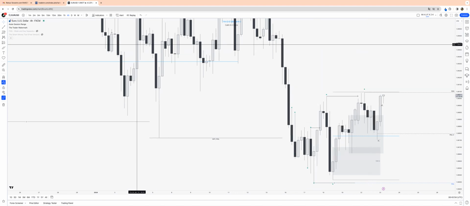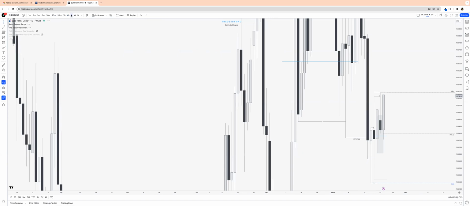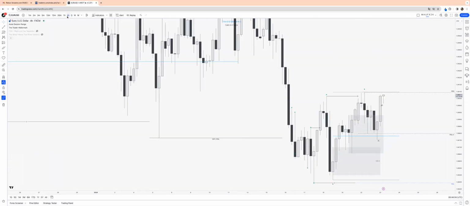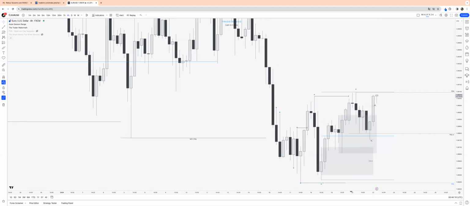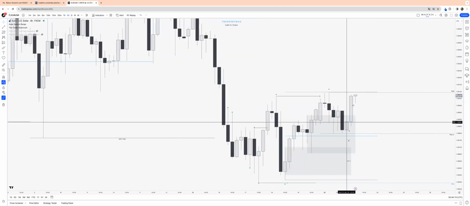Hold up. I think I marked out the wrong one there. We can see that we took out previous daily lows. We immediately turned around, left that wick, a bullish closure, well, not a strong candle, but bullish.